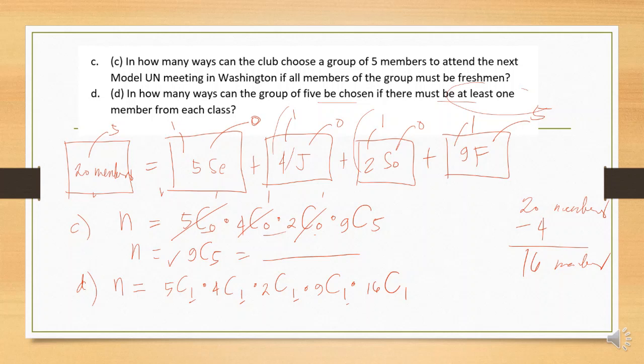So, it doesn't matter now kung meron ulit senior, junior, sophomore, or freshman. Kasi ang tanong naman niya, at least 1 sa mga yan ay merong representative. Okay? So, you process this in your calculator and then you will get yung number of ways natin.